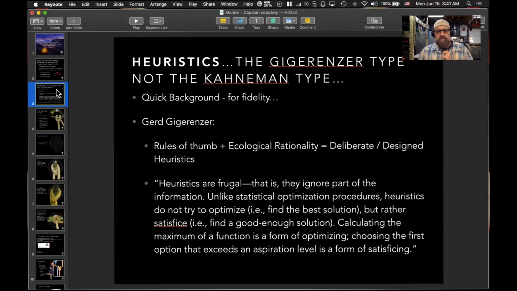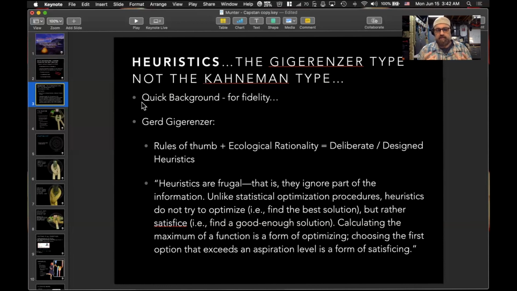Moving on, heuristics. We have the GERD type and we have the common type. As a quick background, there are always these arguments among really smart people on the use of heuristics. When we get into Kahneman and Tversky, for people that have read Thinking, Fast and Slow, you're going to see a little bit of a negative context to how they talk about heuristics, versus how Gerd does it at the Planck Institute, which is very, very different.